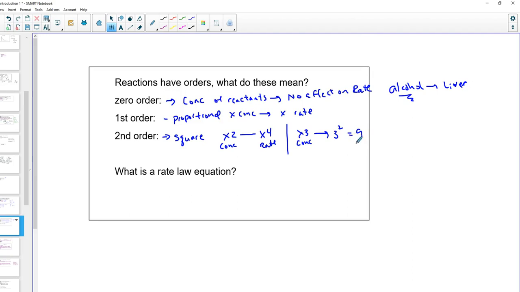So what is a rate law equation? The rate law equation is one of our main ideas, one of the main things we're going to do. The whole purpose of science is to create models that predict the future, and the rate law equation is one of our main models. It is designed to calculate the initial rate. It only says rate on here, but it's important to realize that this is the initial rate, the rate at the beginning.